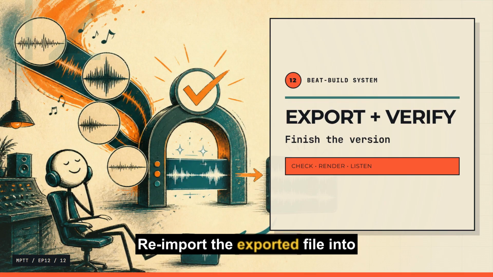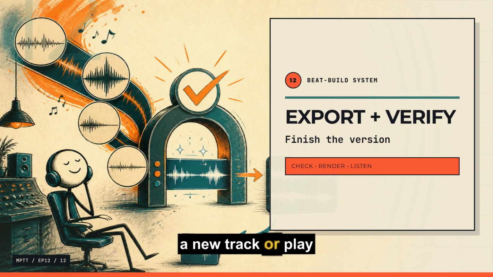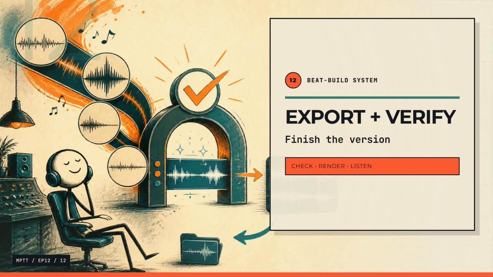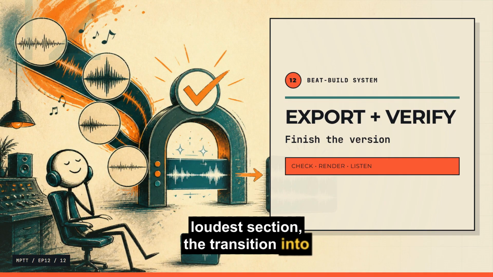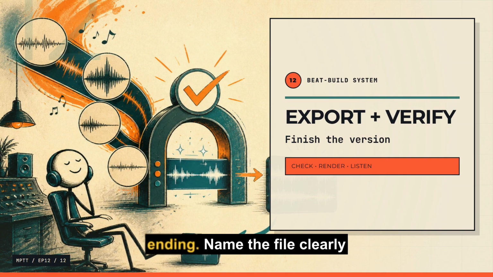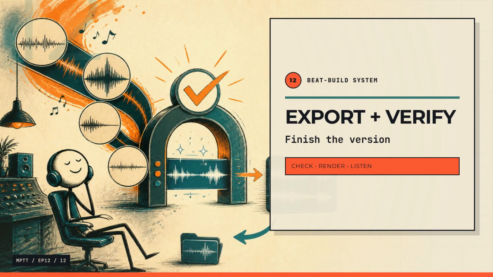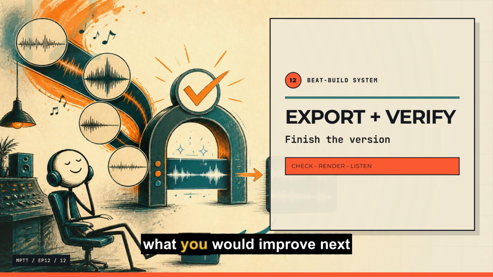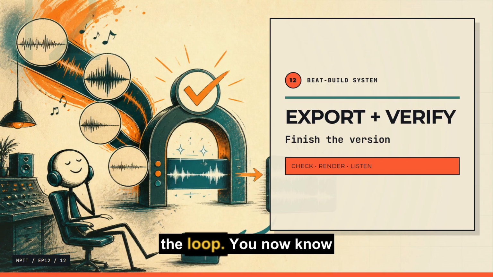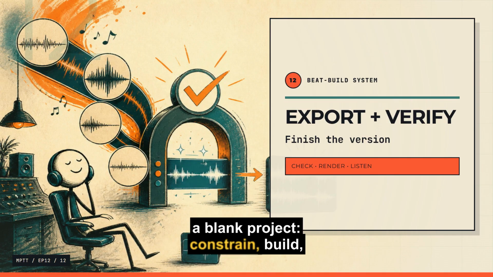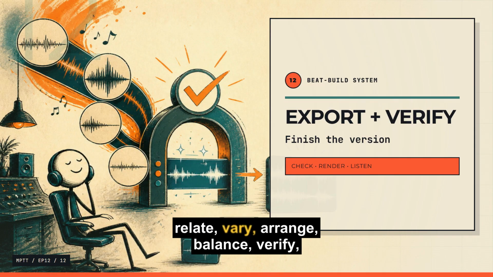Re-import the exported file into a new track or play it in another application. Check the first second, the loudest section, the transition into the final section, and the ending. Name the file clearly with title and version. Then write one note about what you would improve next time. That final reflection closes the loop. You now know how to make beats from a blank project: constrain, build, relate, vary, arrange, balance, verify, and finish.